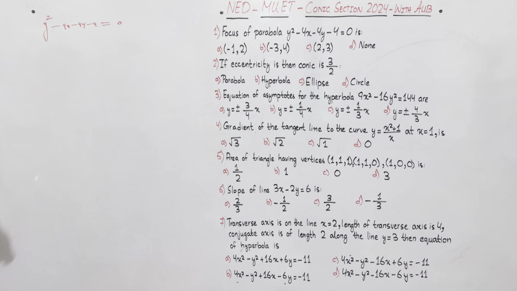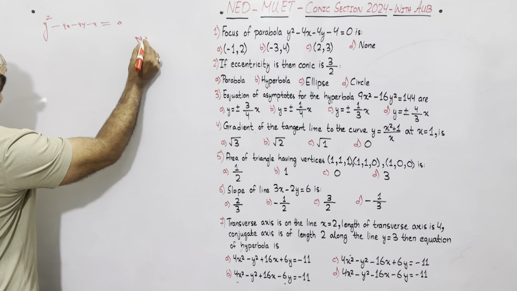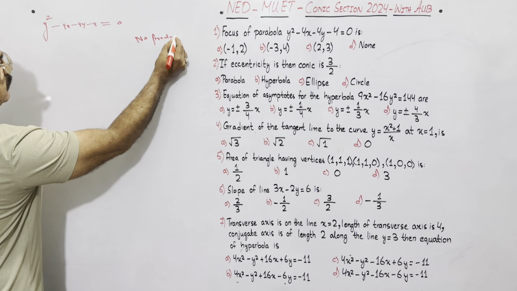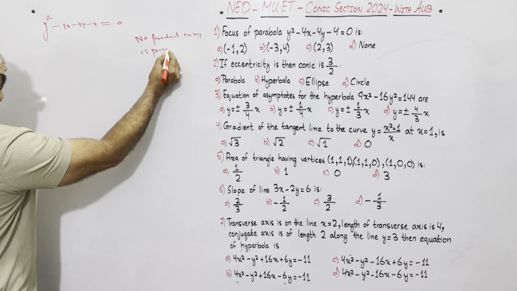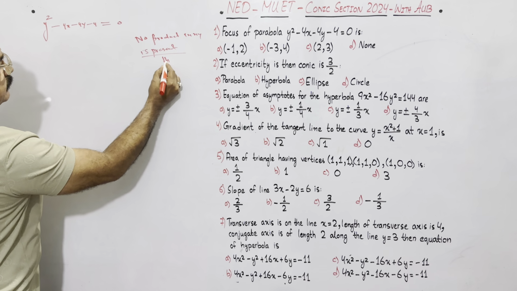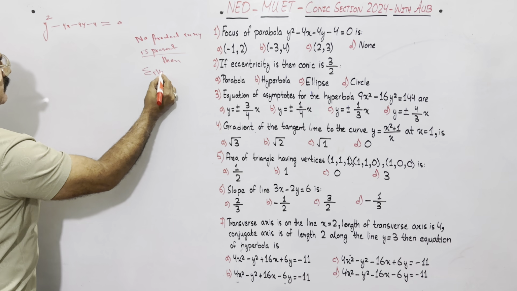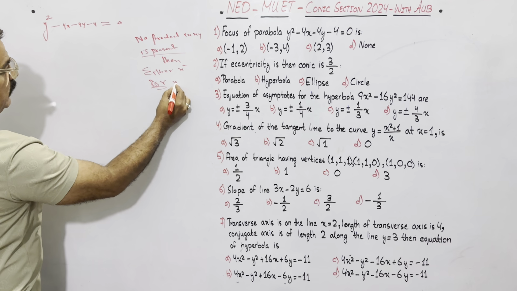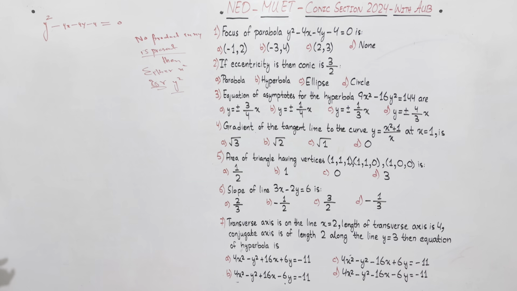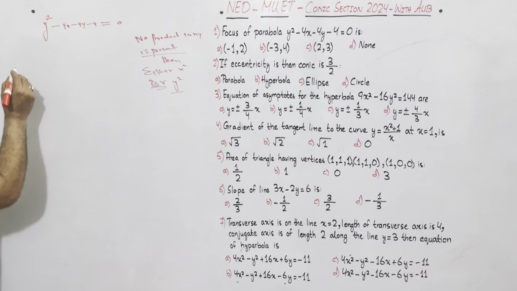If no product of x and y is present, then either x has a square or y has a square. It represents a parabola. If the product of x and y is not present, either x has a square or y has a square, it is the equation of a parabola.